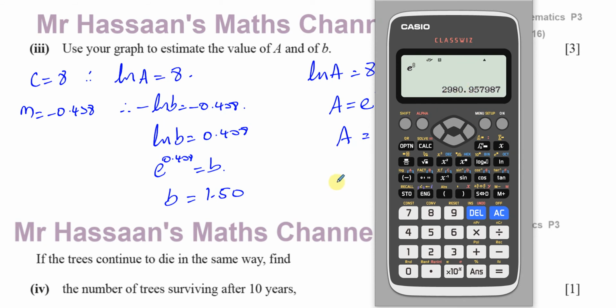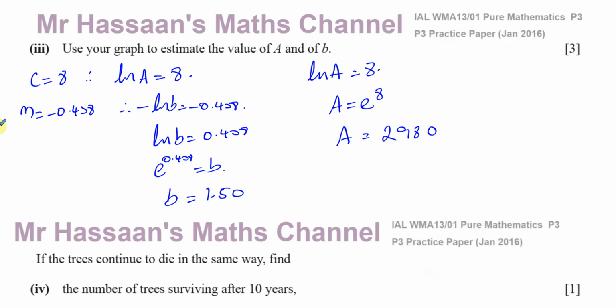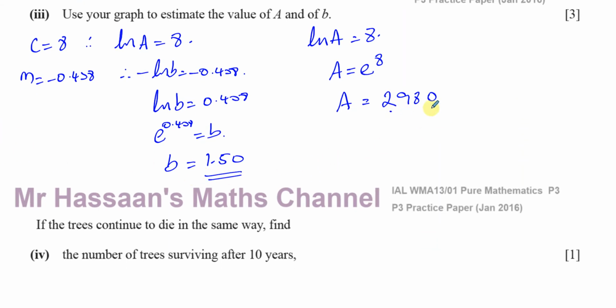2980 to 3 significant figures, that's right. And I can keep it as e to the power of 8, I can just use that like that. Or if I want, I could store it as B, it's fine. Okay, now there's my value of B and my value of A.